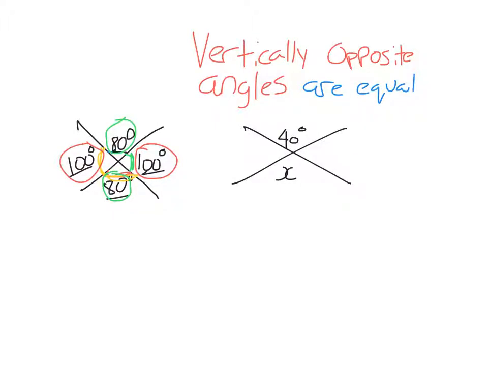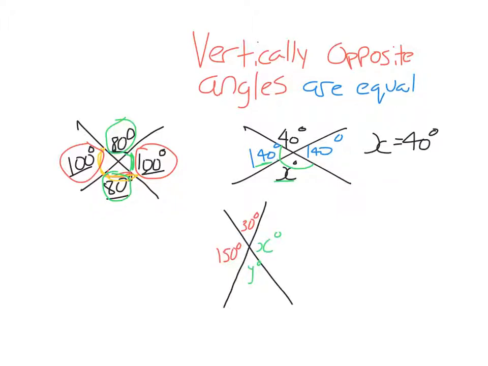So let's look at this example here. I know that X and 40 degrees are equal. Because this angle must be 140, this angle must be 140 as well. I didn't really need that, but I just wanted to show you. So then what do you add to 140 to get 180? Because these are supplementary, of course it's 40. X is 40 degrees. These two angles are equal because they are vertically opposite.